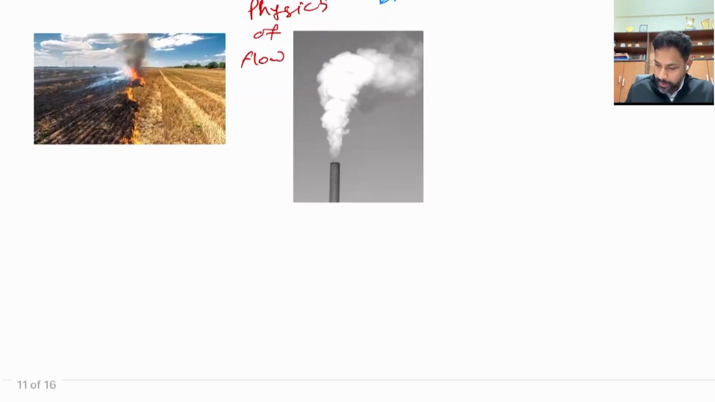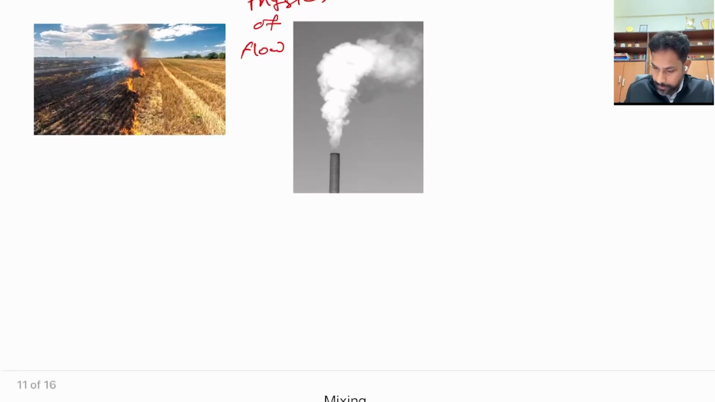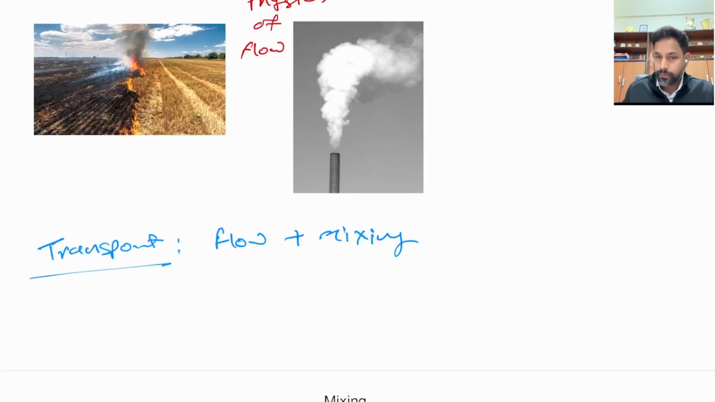So this transport accounts for both flow plus mixing. When contaminants flow from one point to another, they flow and at the same time mix with the surrounding fluid. So in this case, this hot gas is mixing with the air.